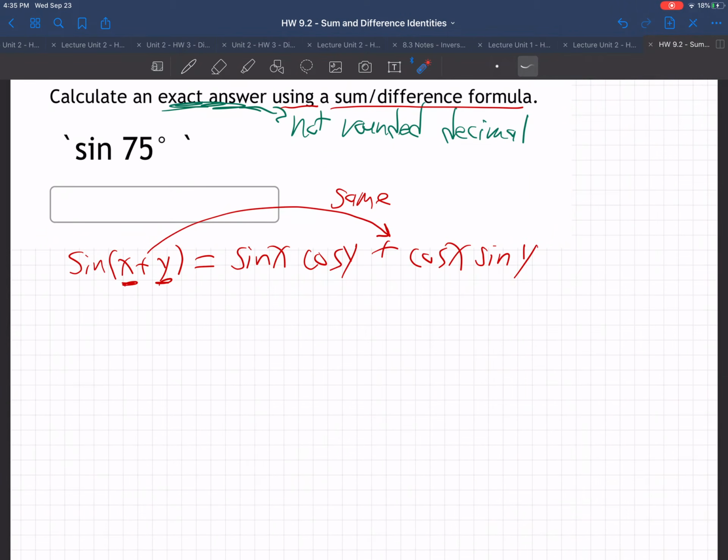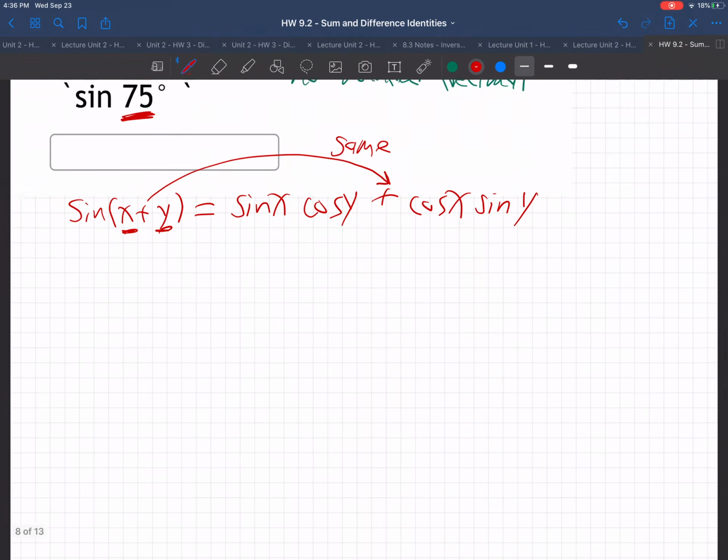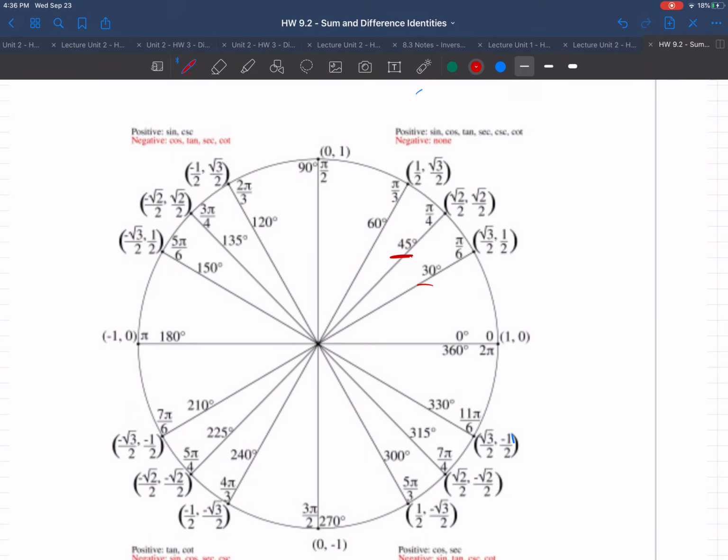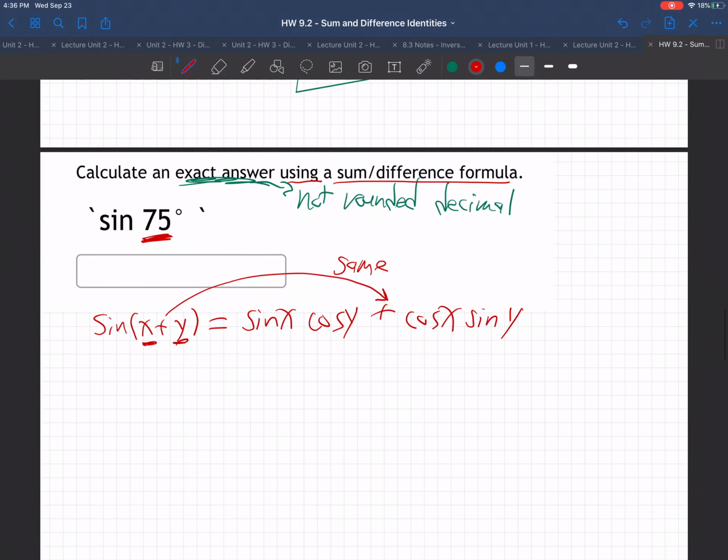Now what? How's that going to help us? Well, the trick is you take that 75 and you write it as two angles added that you can find on the unit circle. What two angles add up to be 75 degrees? 45 and 30. We can find exact values for 45 and 30, so that's what we do. You see the trick here? So we make x 45 and y 30, or vice versa, it doesn't really matter. And then that's the same as 75 degrees, isn't it? The sine of 75 is certainly the sine of 45 plus 30, because 75 is 45 plus 30.